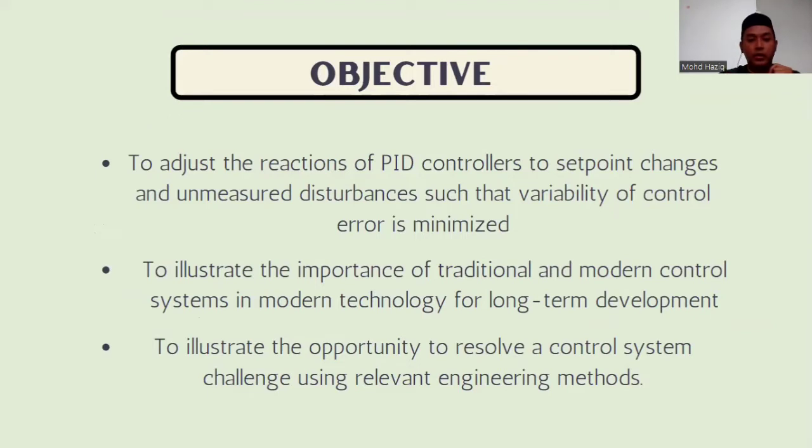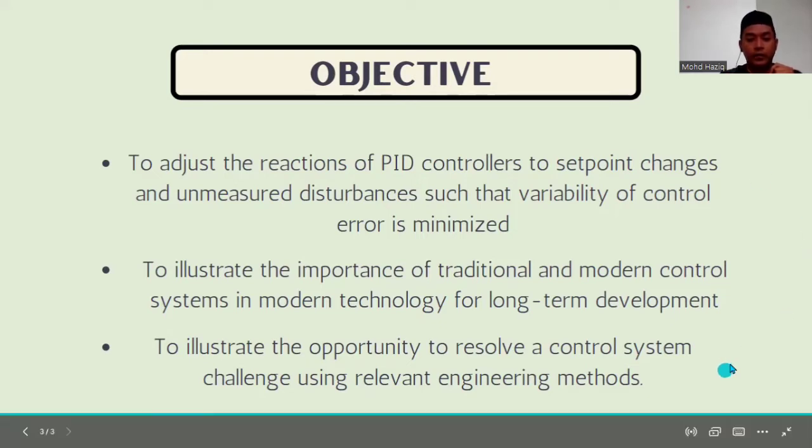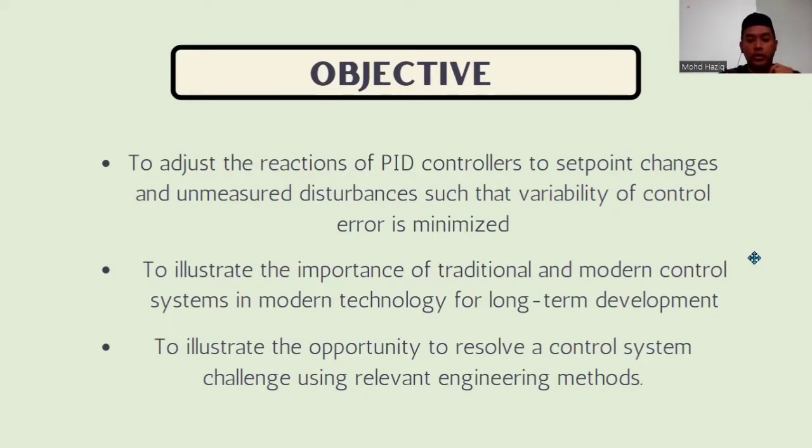Second is to illustrate the importance of traditional and modern control systems in modern technology for long-term development. The last one is to illustrate the opportunity to resolve a control system challenge by using relevant engineering methods.